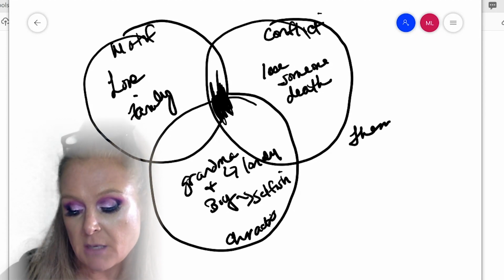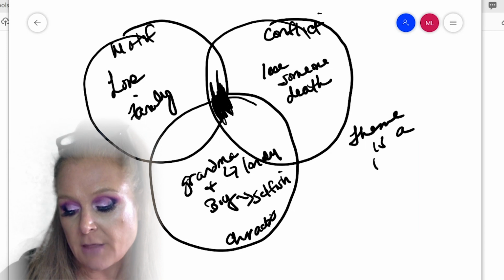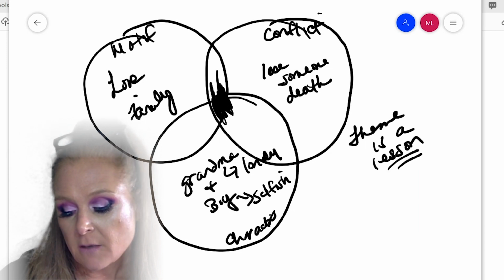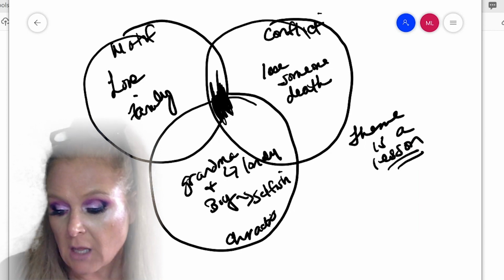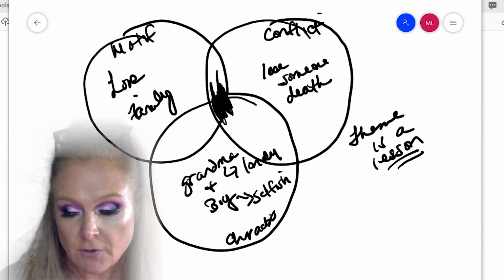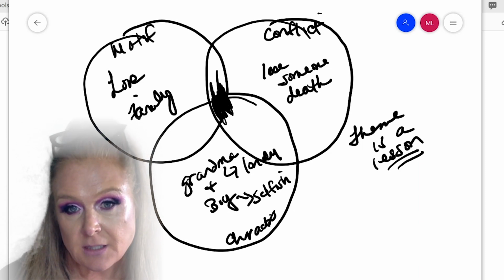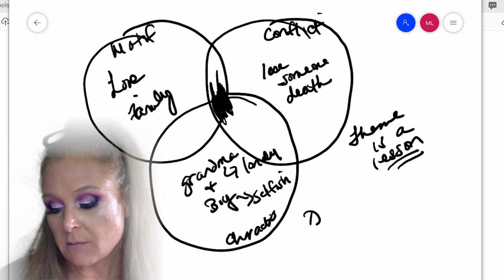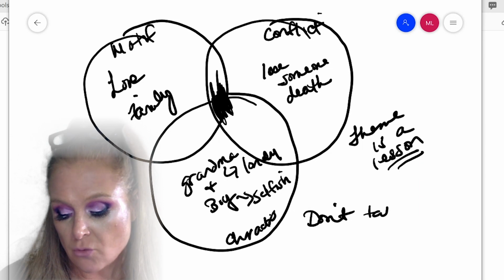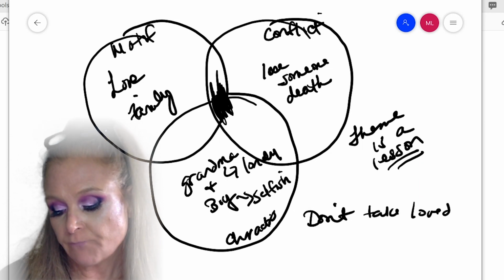And a theme is a lesson, right? A theme is a lesson, not one word. A lot of times people will go, oh, it's about love. Okay, well, love is a motif. That doesn't tell me anything. What is the lesson? So for instance, the lesson might be don't take loved ones for granted.